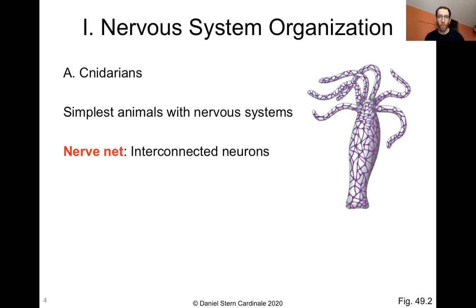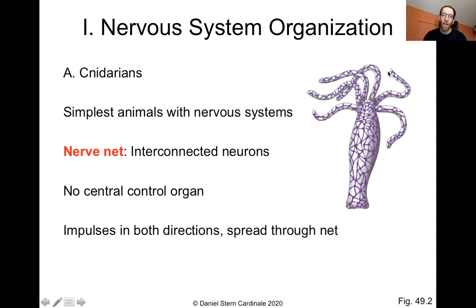The layout of their nervous system is very different from what we think of in vertebrates, which we'll see in a few minutes. Cnidarians have what's called a nerve net, which you can see outlined in purple here. It's just a series of interconnected neurons throughout the entire body. In a nerve net, there is no central control organ, so a stimulus can be detected anywhere in the body, and that signal will travel throughout the body.